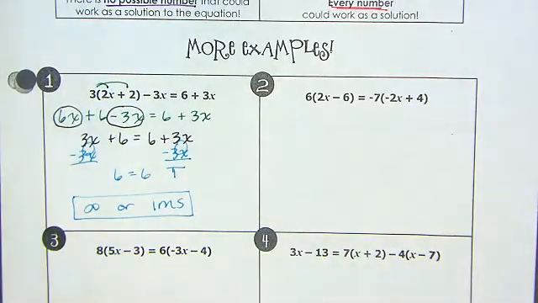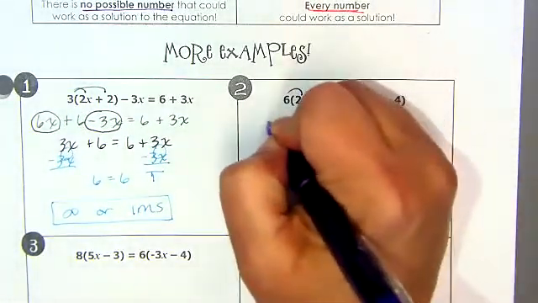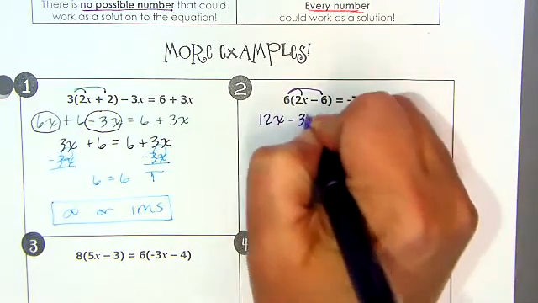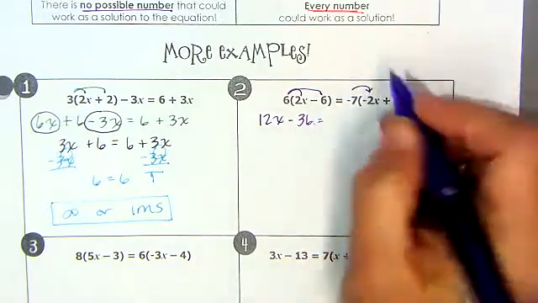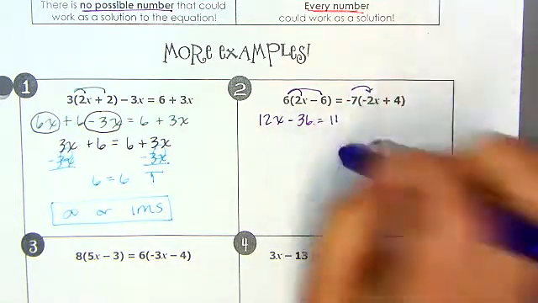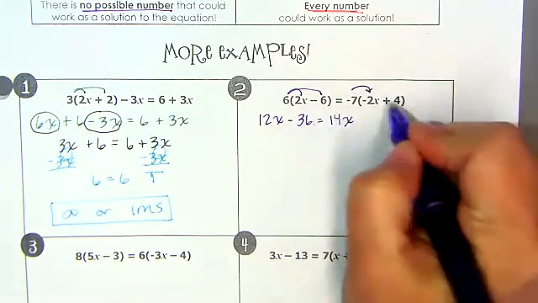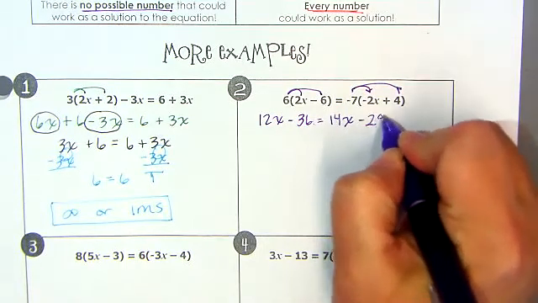Next example. Here we go. So we're working through 6 times 2 is 12x. 6 times 6, that's going to give me a negative 36 because that's a negative 6 equals, now I'm doing negative 7 times negative 2, so that's a 14x. Negative 7 times a positive 4, so that's going to give me a negative 28.